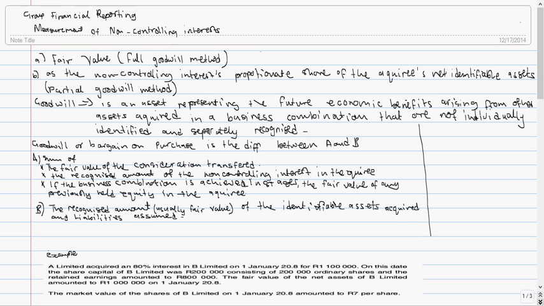So we are saying that the difference between the fair value of the consideration transferred plus the value of the non-controlling interest or any other equity that was held in the acquired company before, less the recognized amount of the identifiable assets of the company being acquired, that gives us goodwill. So the difference between A, which is the sum of all this, minus your B, which is that one. Okay.